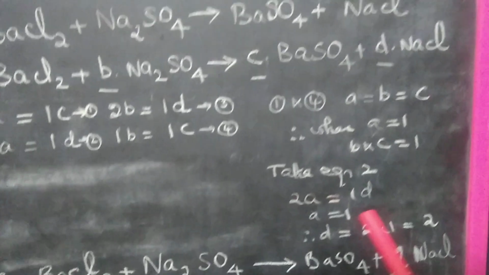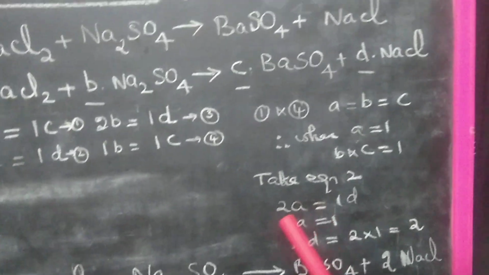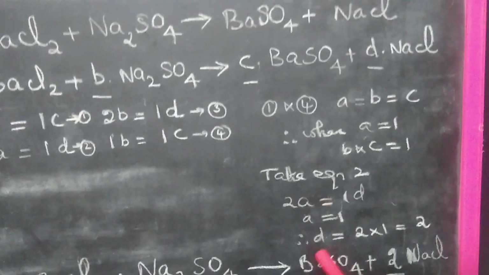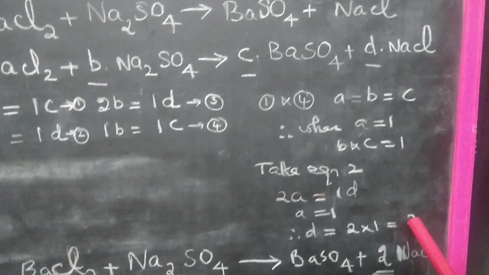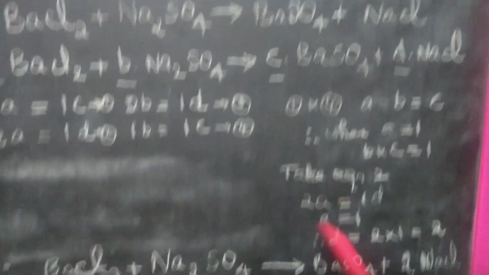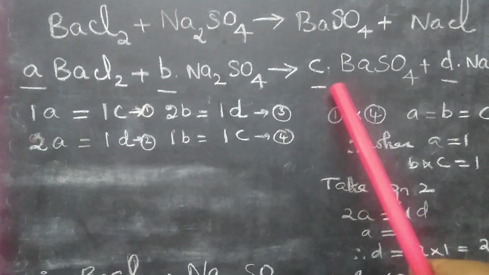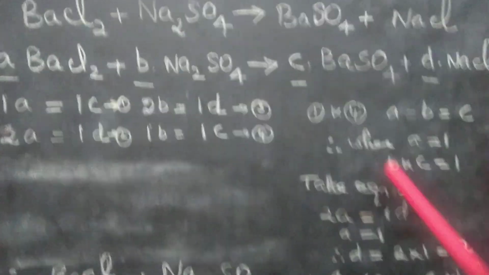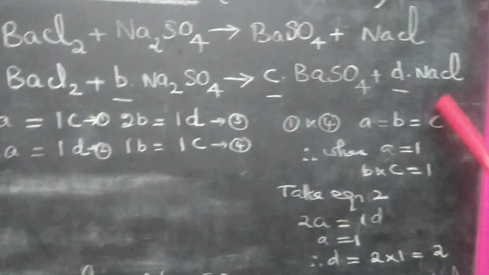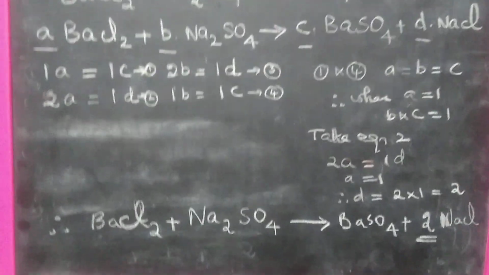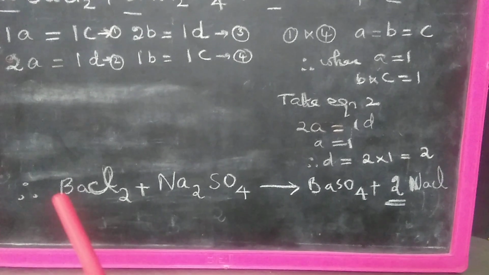2A is equal to 1D. So when A is equal to 1, then D will be equal to 2 into 1 is equal to 2. Okay, very simple. Now A is 1, B is 1, C is 1 because A is equal to B is equal to C. When A is 1, what is the value we found out for D? 2. Therefore, you substitute all these values in the final equation.